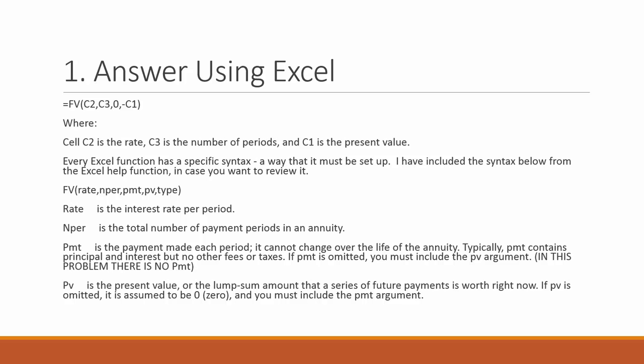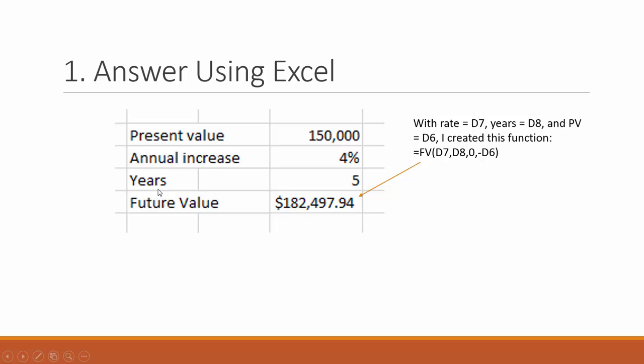You can see in this one I use the function, and here's the syntax. The syntax is right down below, below where it says where. So you see cell C2 is the rate, C3 is the number of periods, and C1 is the present value. I would have set that up in a spreadsheet at the time and solved it. In fact, there's a slide that shows it as I solved it, and in this case the rate was D7, the years were D8, and the present value was D6.